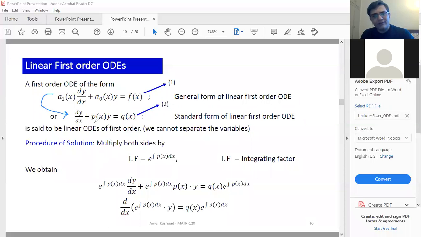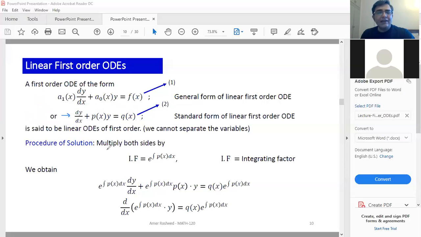Now, how to solve this differential equation? We are going to discuss the solution of this differential equation, not this one. If we are given this differential equation, we can convert it into this standard form. So first we have to convert the given differential equation into standard form and then we start solving it. I hope you got it. How do we solve this differential equation?